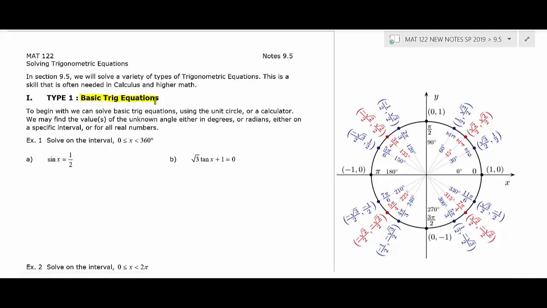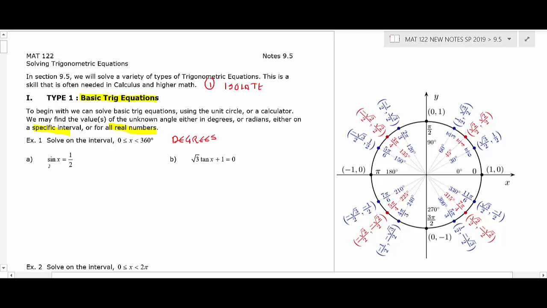Generally I'll ask you to either solve the equation on an interval like I do here, or for all real numbers, which would mean I'm looking more for a formula. And this interval tells me in this example that I want the answer in degrees. So basically you always want to start by isolating the trig function by itself, and this one's already isolated, so you can really just interpret this backwards on the unit circle.